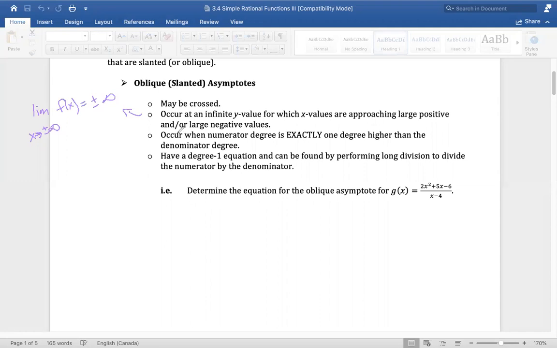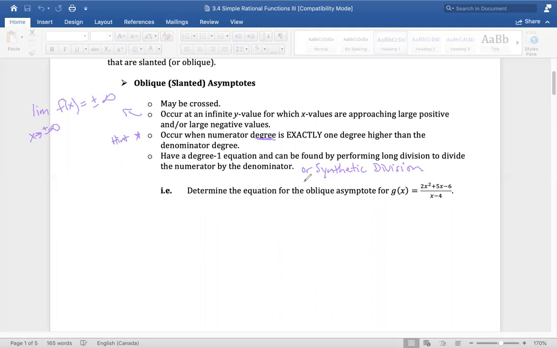And there's a hint here: it occurs when the degree on the numerator is exactly 1 degree higher than the degree on the denominator. The equation can be found by performing long division to divide the numerator by the denominator, or you can use synthetic division. You get the same answer, it just depends on whichever way you prefer to divide. So here we'll do an example, just going over long division.